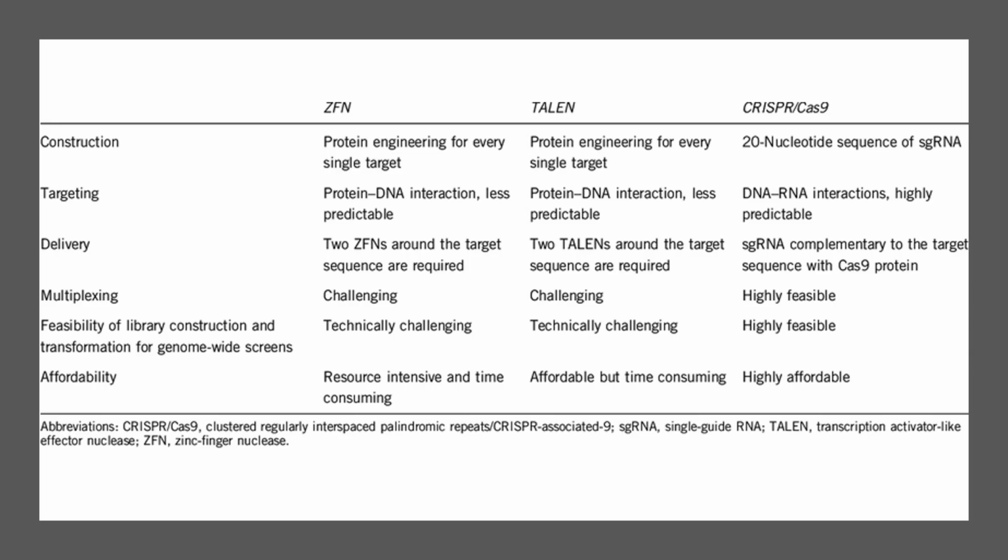Now we're going to compare different technologies of gene editing between ZFN, TALEN, and CRISPR Cas9. Now in the construction of these three methods, ZFN and TALEN are pretty similar to one another. They're engineered proteins for every single target. So every single target needs to be engineered in a different way. However, for the CRISPR method, it's a 20 nucleotide sequence of guide RNA that will be transported to the specified location.